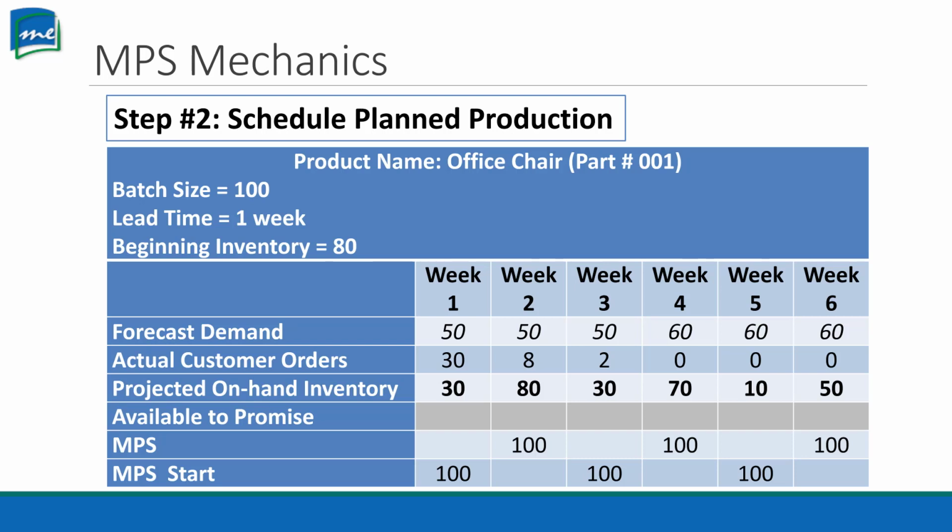Now, taking a look at week 5, you see how that's down to 10. Well, does that mean that we need to start maybe another 100 production in week 6? Because week 7 is probably going to be a negative number. We only can tell. But what's our available to promise? We need to figure that out.